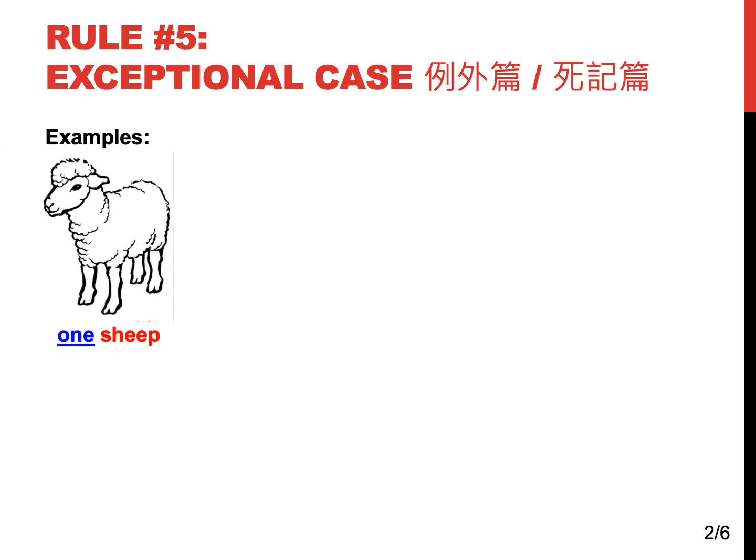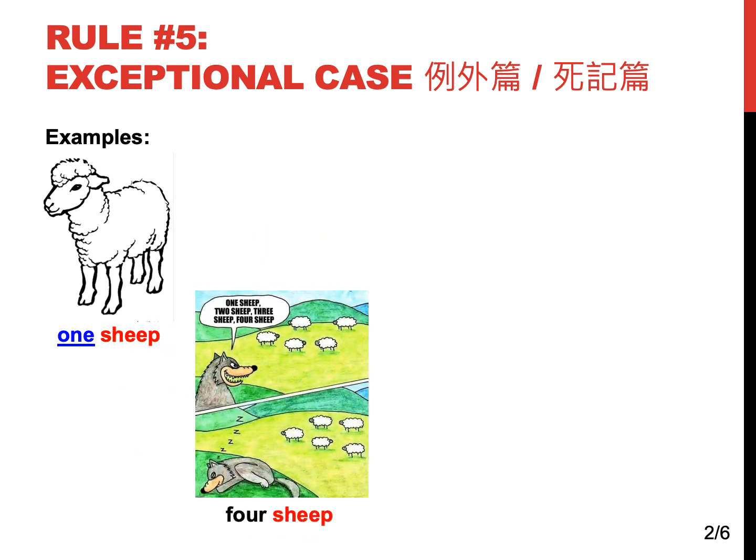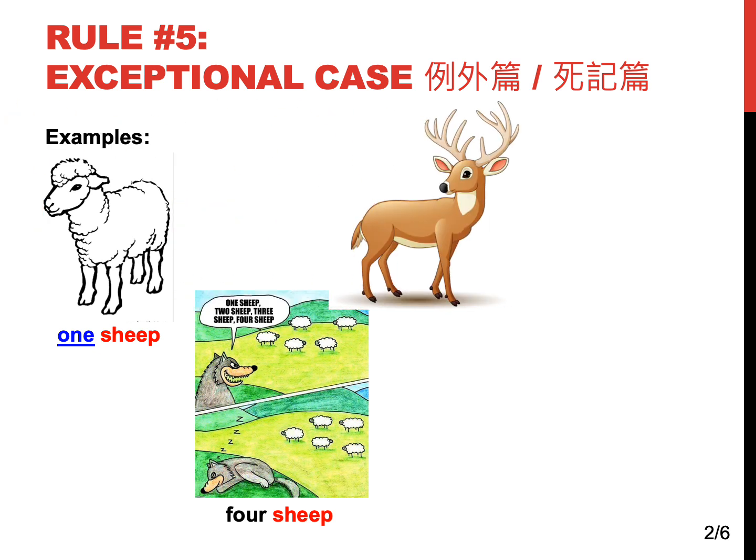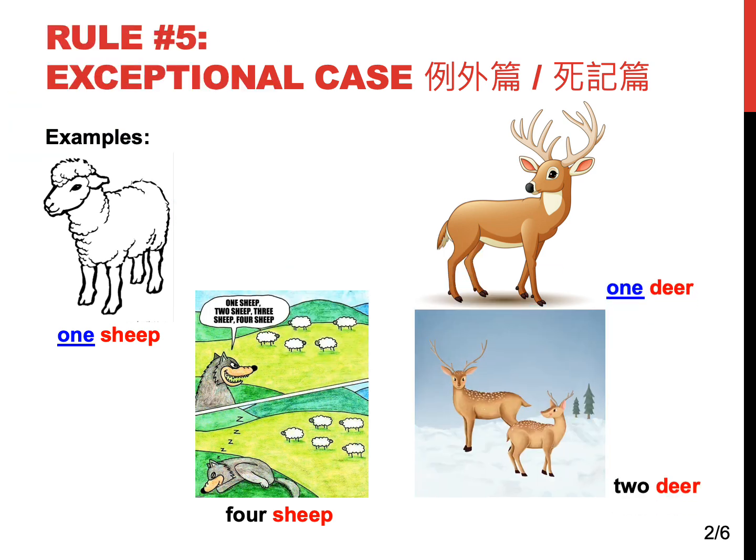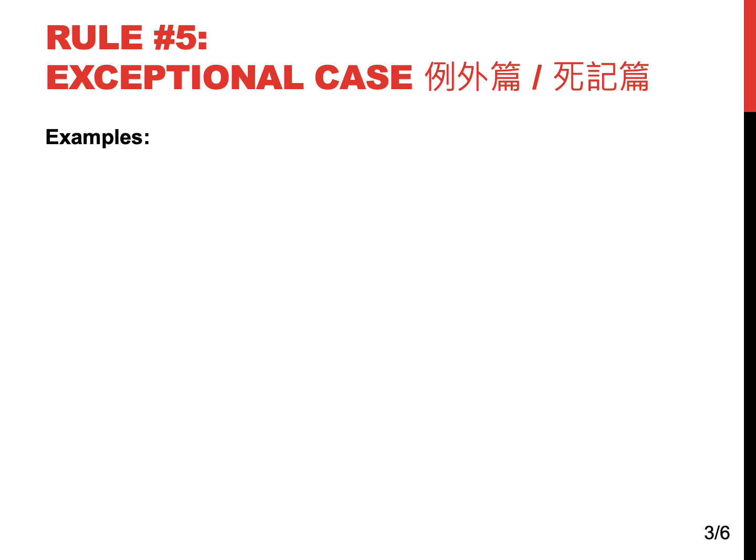1 sheep. 4 sheep. So no matter how many sheep you have, you don't change this word. It's the same as deer. 1 deer, 2 deer. You don't change the word.